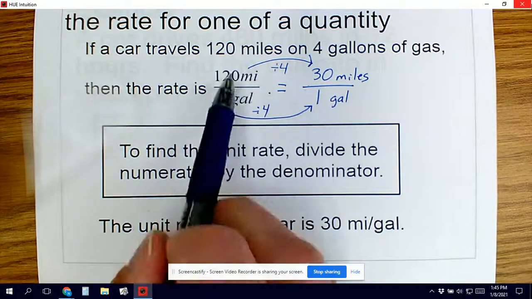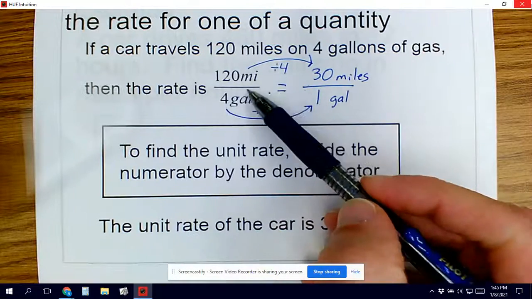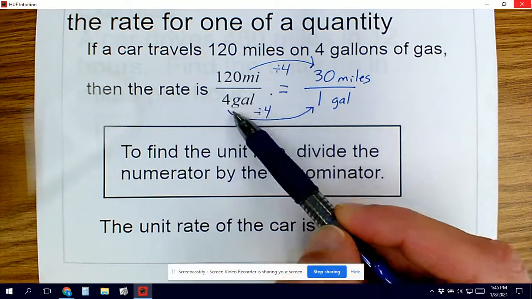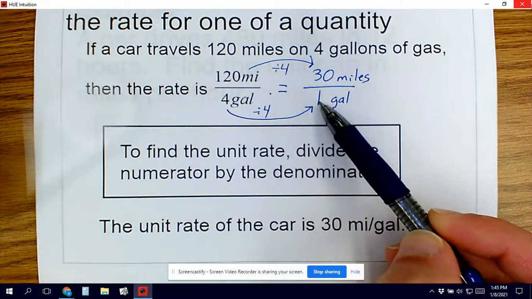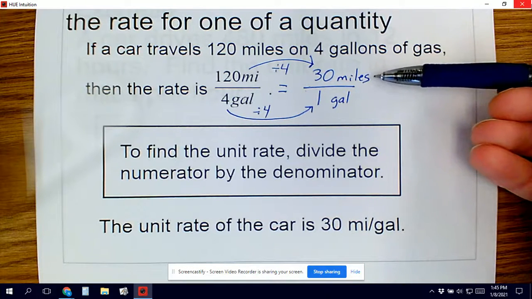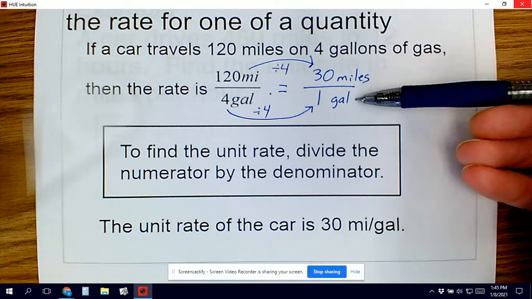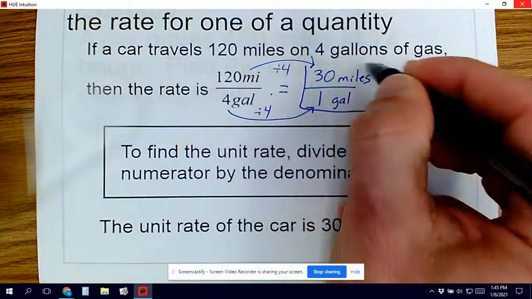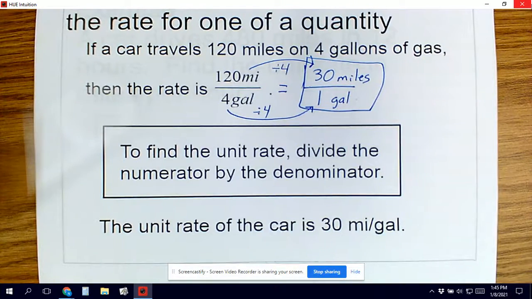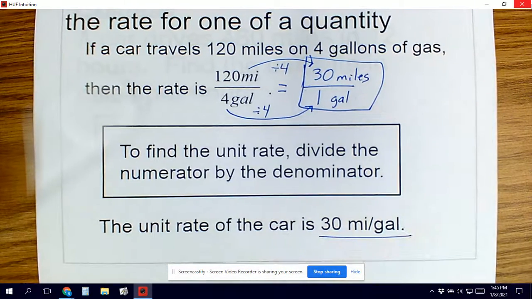So I had the rate 120 miles to 4 gallons. I made it a unit rate by simplifying it to compare to one of something. In this case, it worked out to 30 miles to 1 gallon. This is the unit rate. And we would say the unit rate of this car is 30 miles per gallon.